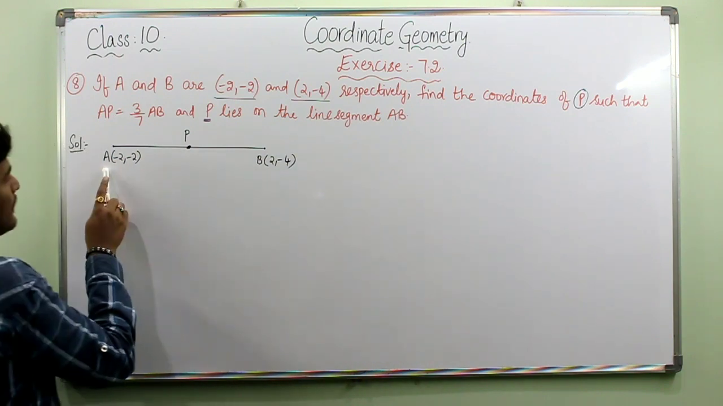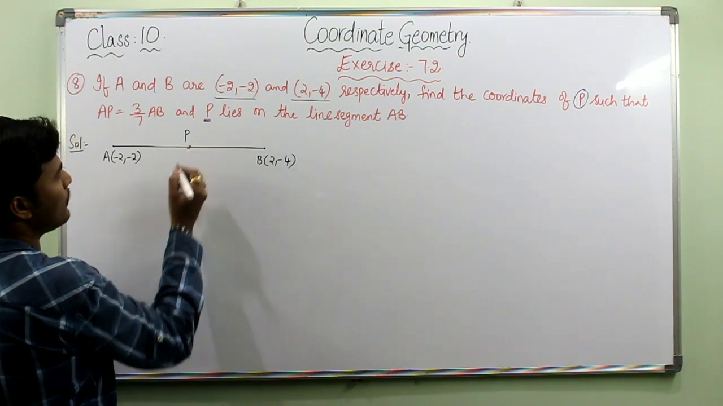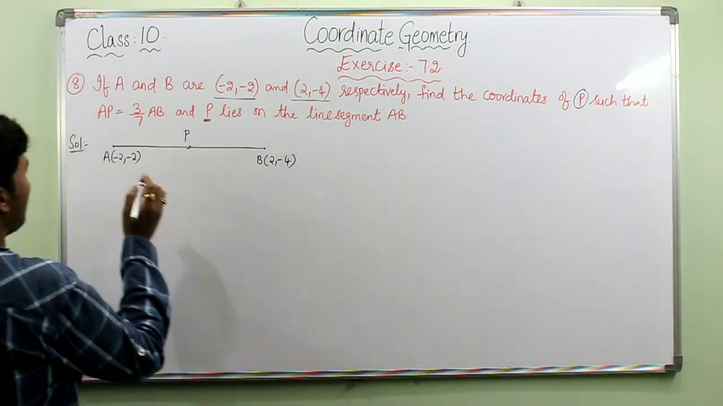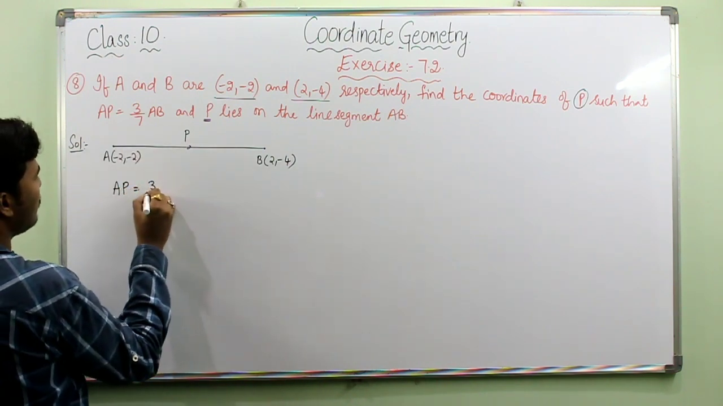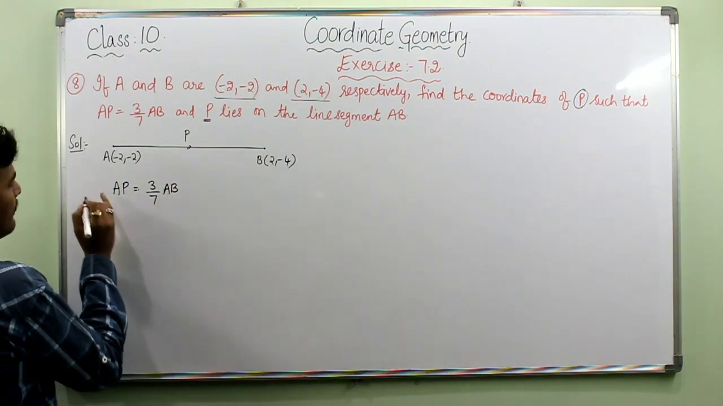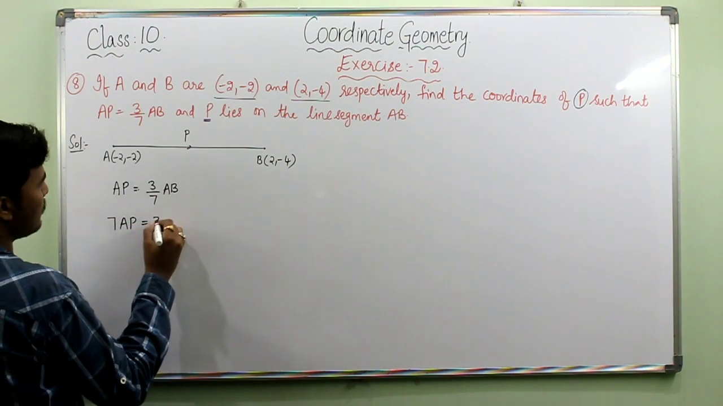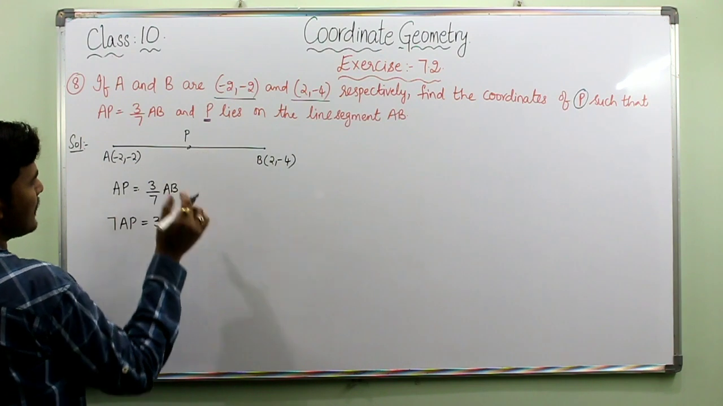So first let us draw a line segment AB and we are considering that point P is lying on this AB line segment. Now let us take the given condition, that is AP is equal to 3 by 7 of AB. Shift this 7 to that side, and it will become 7 AP is equal to 3 AB.